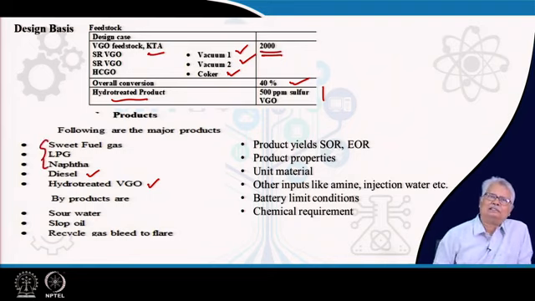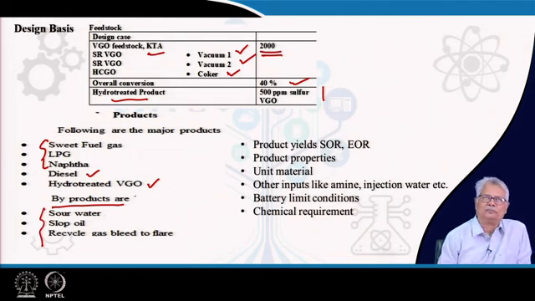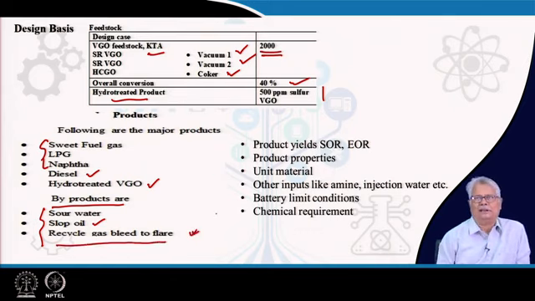You also have other streams which we should not call exactly byproducts, it depends on the vendor how they call it. You have sour water, that means water which is contaminated with H2S. You have a small quantity of slop oil, which is a waste oil which is reprocessed later on in other sections of the refinery, and you have a recycled gas bleed which goes to the flare.